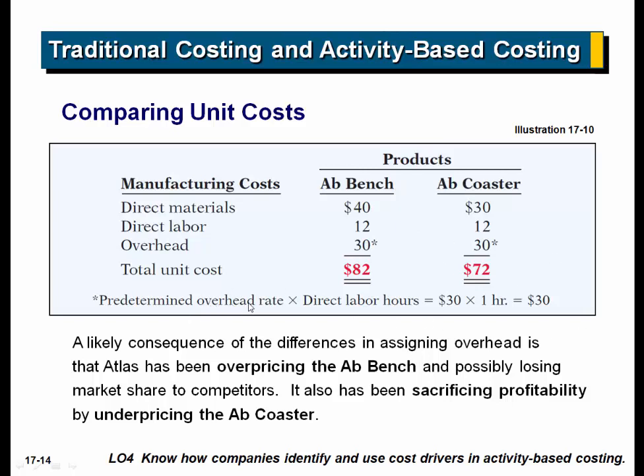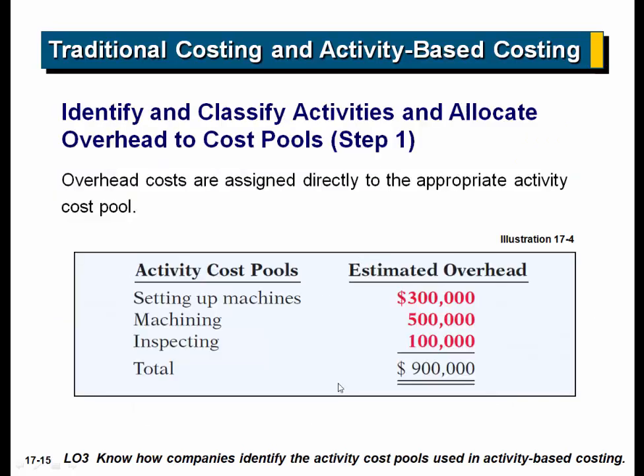One predetermined overhead rate for both. And you notice what it says. If you read this at the bottom, what it really says is that these numbers are used to establish pricing. And so based off of this, you're going to come up with a certain pricing level that you're going to sell each one of these products for. And you have to be very careful with that.